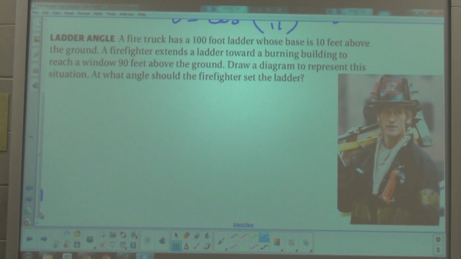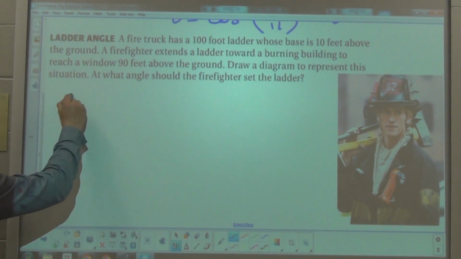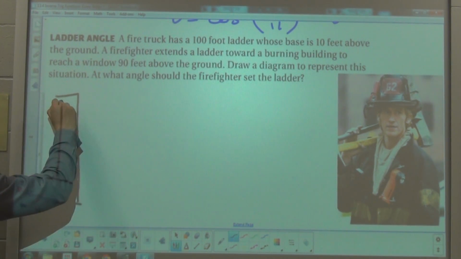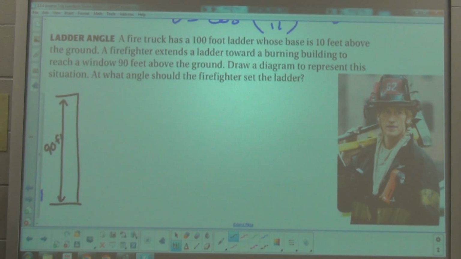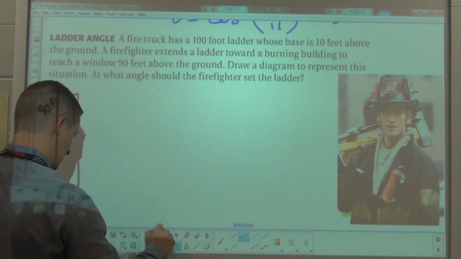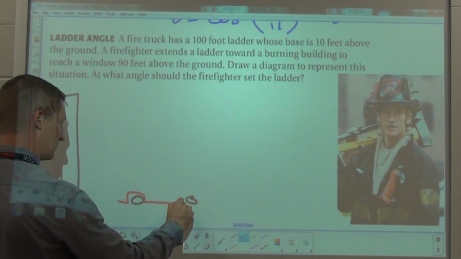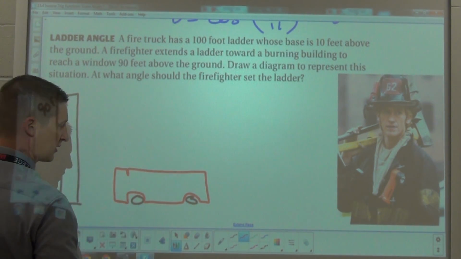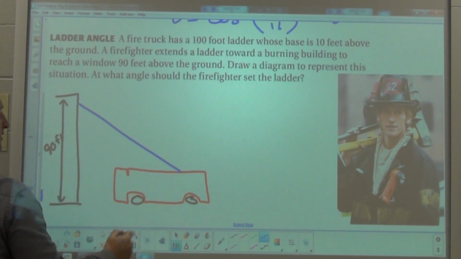A fire truck has a 100-foot ladder whose base is 10 feet above the ground. A firefighter extends the ladder toward a burning building to reach a window 90 feet above the ground. So, a couple things I'm going to draw. Draw a diagram. Here's the building. So the building itself, from top to bottom, is 90 feet tall. And then I've got this fire truck. Draw ourselves a fire truck here. Pretty rough, but you get the idea. There's a fire truck, and it's got a ladder that extends up to this burning window.